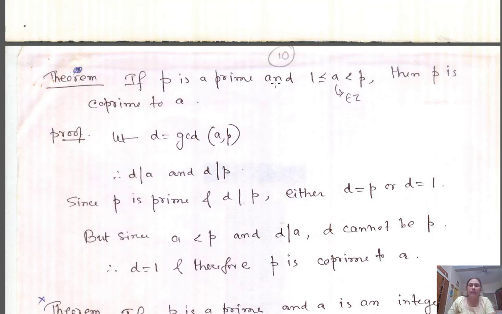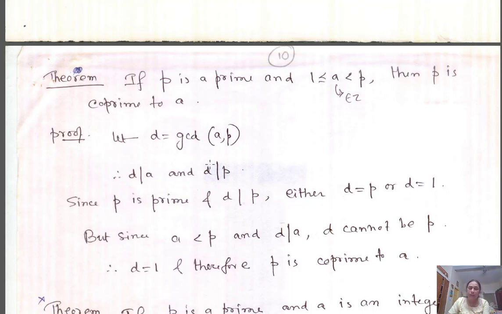If P is prime and you take any positive integer A less than P, then A must be co-prime to P. You can prove it by yourselves. The GCD of A and P must be 1. If it is not 1, suppose it is D, then D divides A and D divides P. Now P is prime, so D divides P implies either D is P or D is 1.